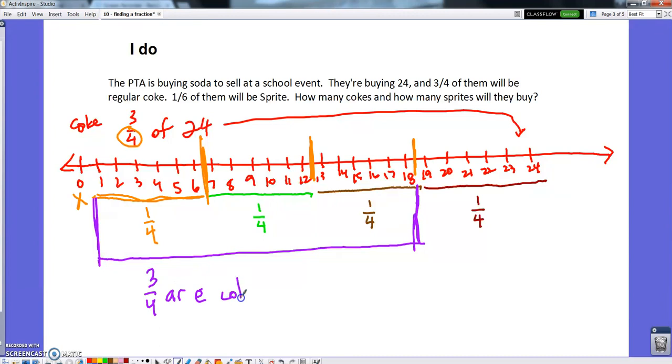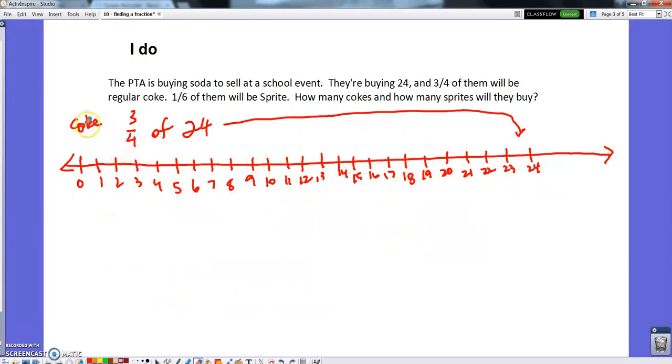Those are Cokes, and that is up to the 18th soda. So it's going to be 18 Cokes in there. All right. And what about Sprites? Let me pause for you. Let me undo this back to 24 and do it with the Sprites. And ta-da, back to here.